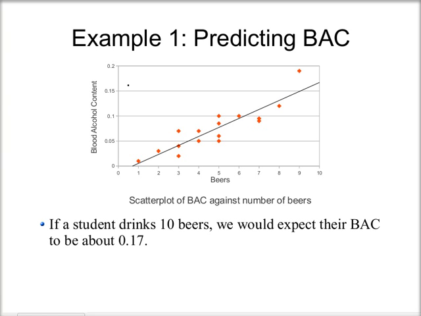What if a student drank 5 beers? Well, I had a whole group of students, 4 students each, who drank 5 beers, and they all had different blood alcohol contents. But based on my regression line, I would expect that a student who drank 5 beers would have a blood alcohol content of about 0.08.